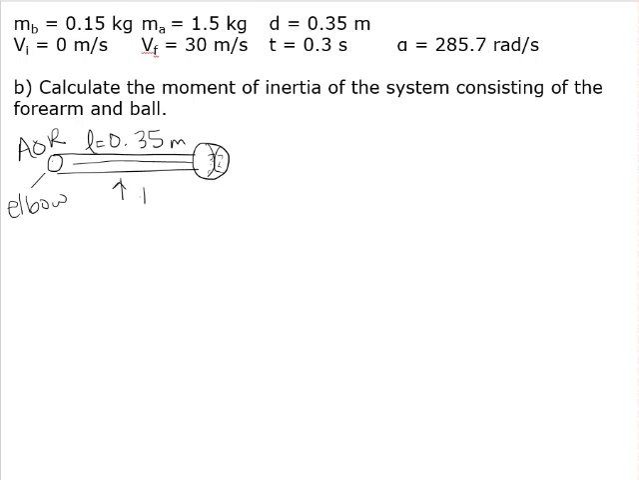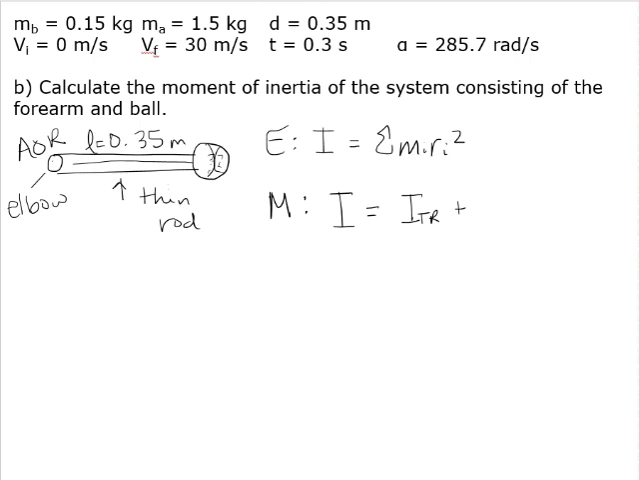So that's the first thing that I want to point out to you. This forearm is acting as a thin rod, and then this portion is acting as a sphere, or really a mass on the end of the thin rod. To get our moment of inertia, we know that our general moment of inertia equation is equal to the sum of the masses of the objects times their radius squared. As we try to identify the version of our equation, we want to be aware of the fact that our moment of inertia is coming from the moment of inertia of a thin rod plus the moment of inertia of the ball itself.